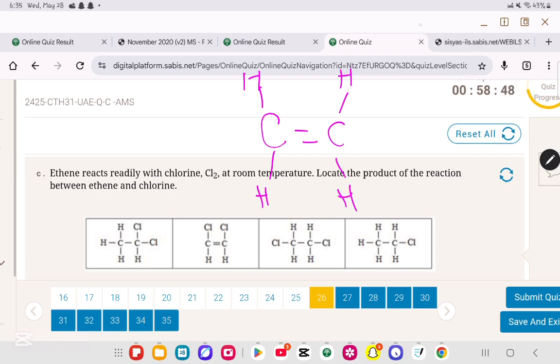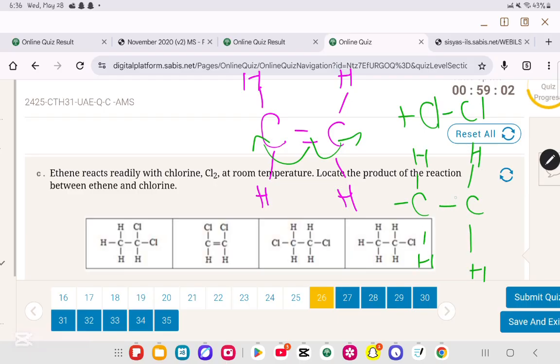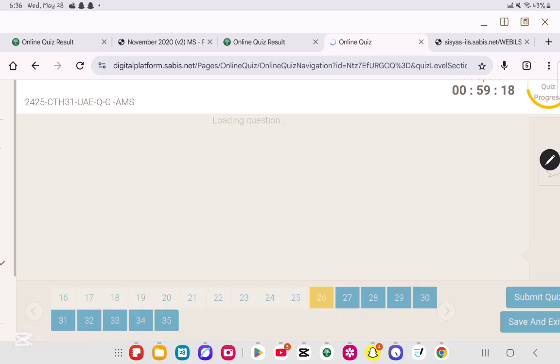Okay? And it will react with Cl2. Now break the double bond because it will undergo addition. So it's going to be C single bond C, with H, H, H, H. So this is going to be one Cl over here and another Cl over here. So it looks like this one over here. This is going to be our answer.